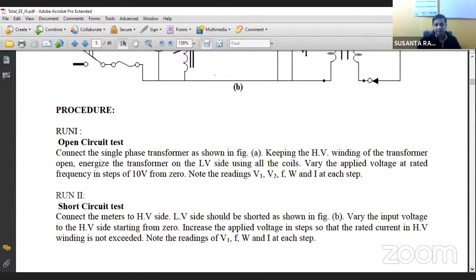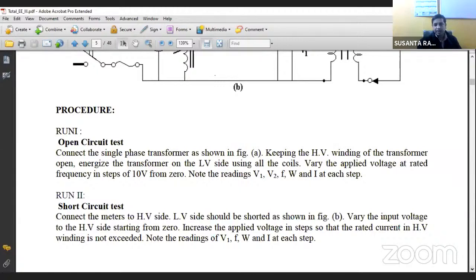Now keeping the high voltage side of the transformer open, energize the transformer on the low voltage side using all the coils. That means there are two coils, and we have used both the coils by connecting them in parallel. Okay, so that means we did that.